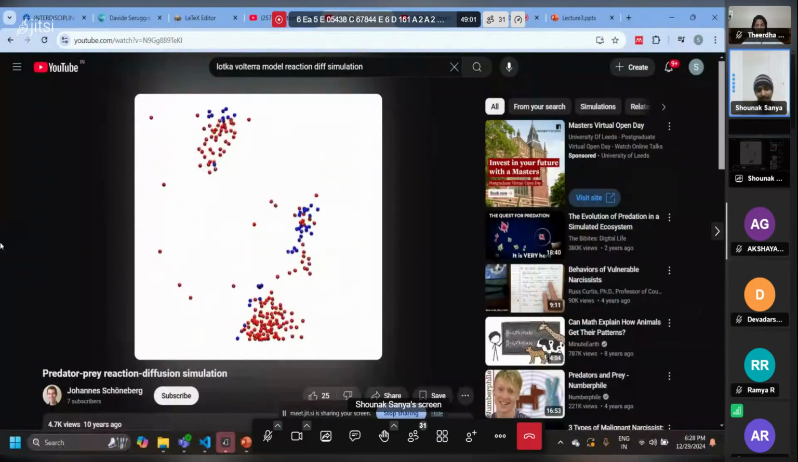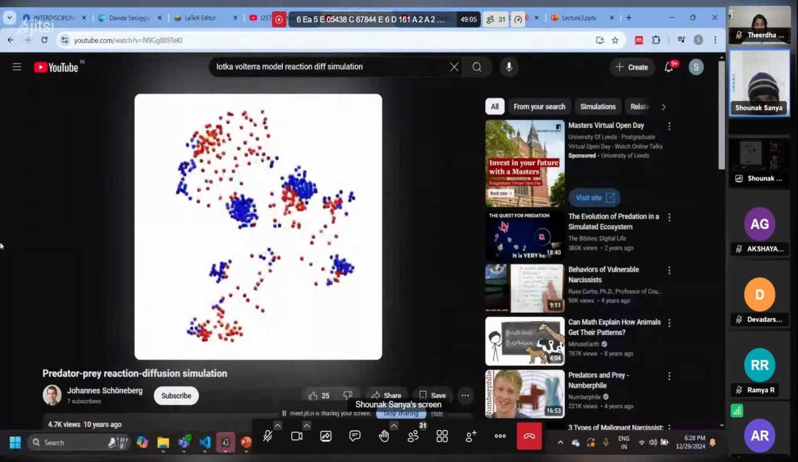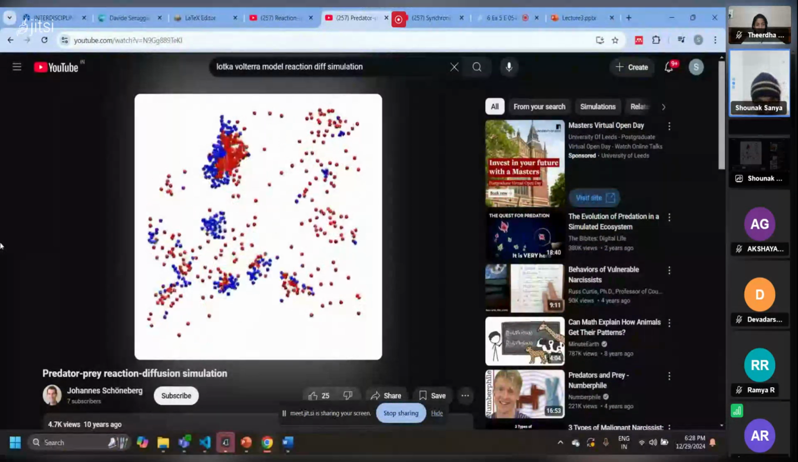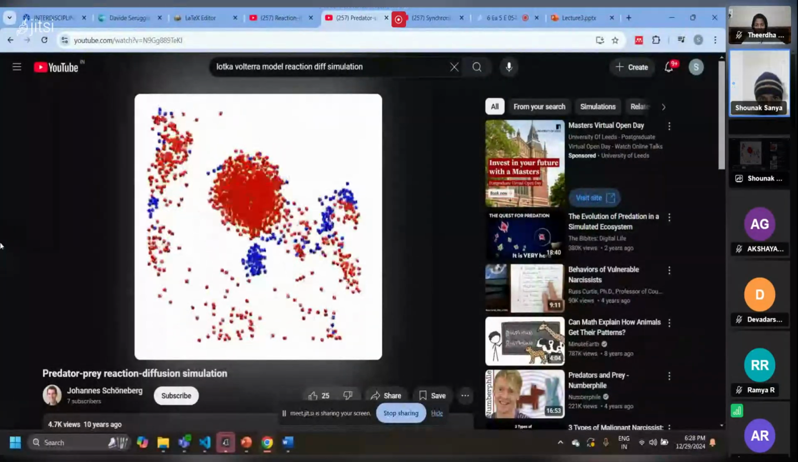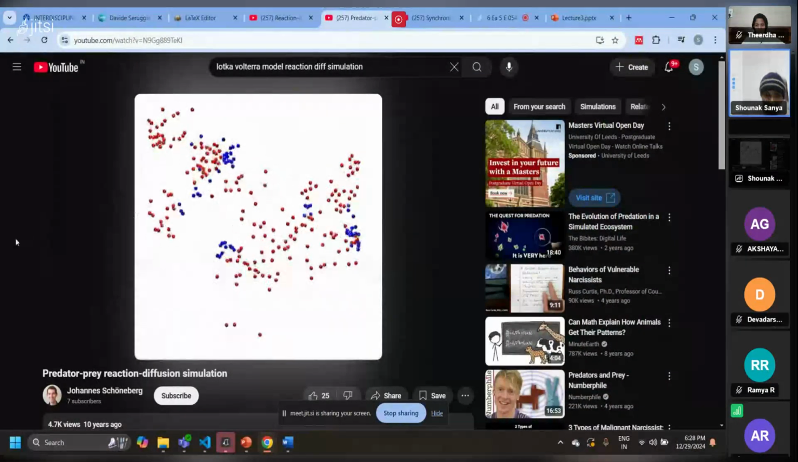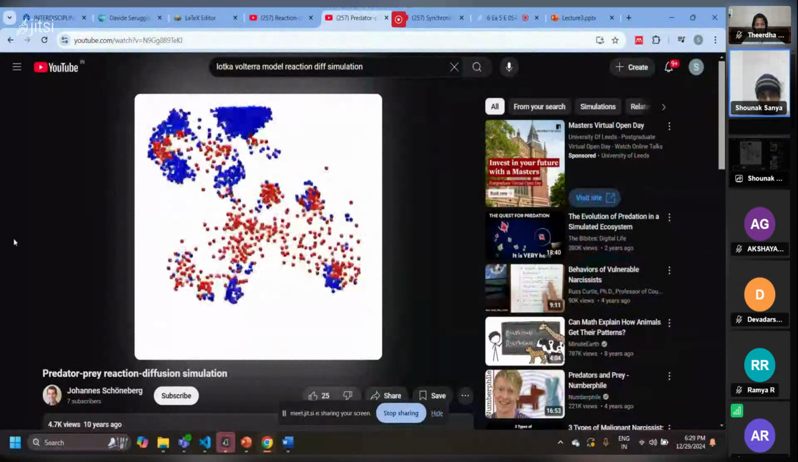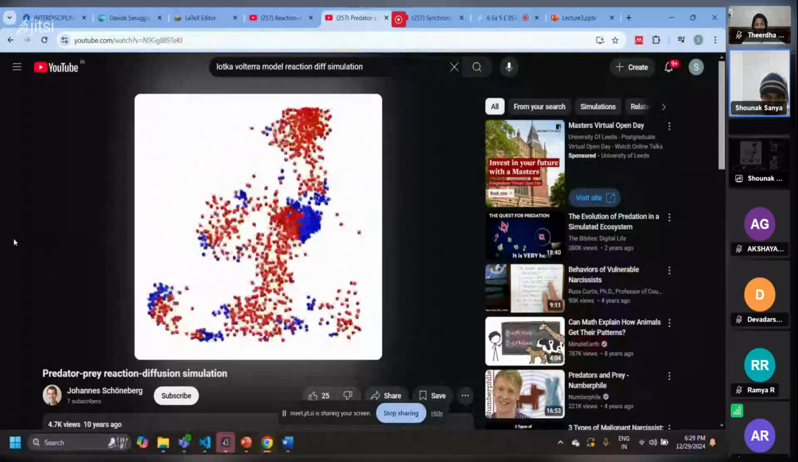So here the red is the predator, the blue is the prey, most probably. And you can see that in different locations throughout the grid, you're observing a series of rises and falls. That's exactly how you would expect a predator-prey model to work. I'll just let it run for a couple more seconds.